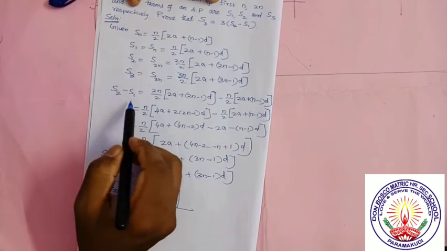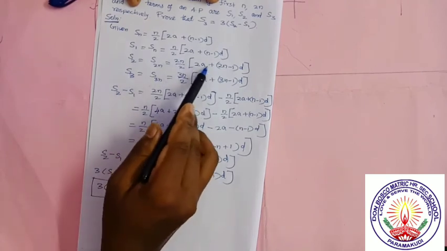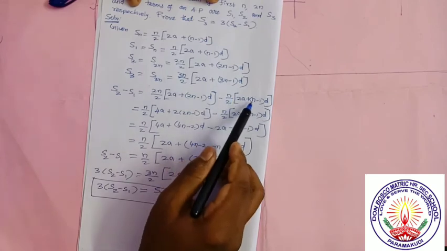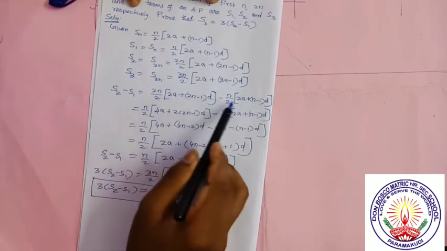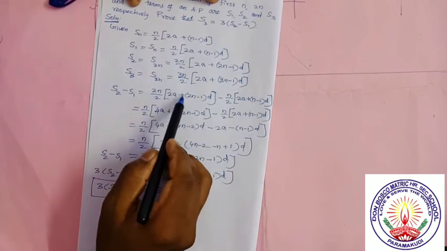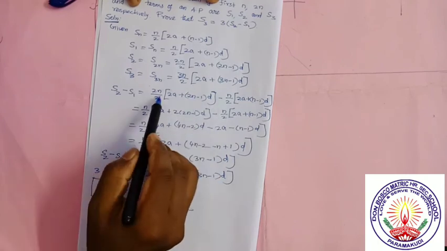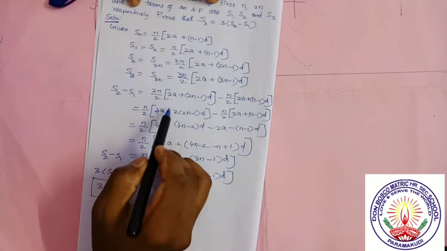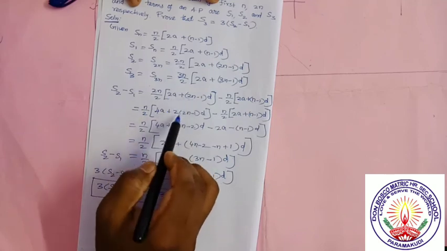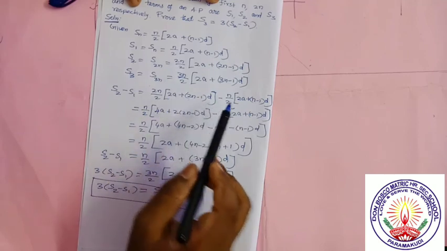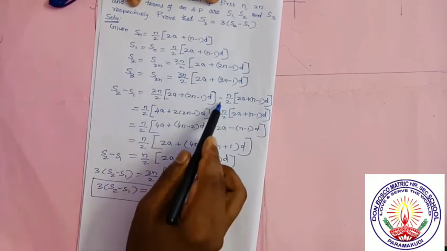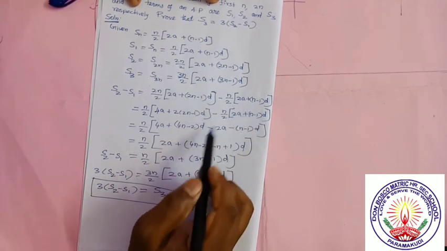So S2 minus S1 is equal to, S2 means 2n by 2, 2a plus 2n minus 1 into d, minus S1 means n by 2, 2a plus n minus 1 into d. So we have to first multiply 2 inside and take n by 2 outside. So n by 2 into 4a plus 2n minus 1, 4n minus 2 into d will come.